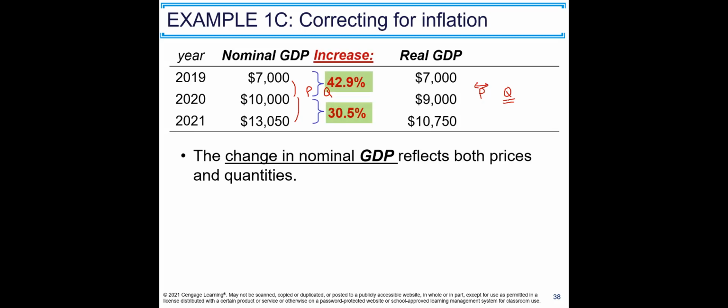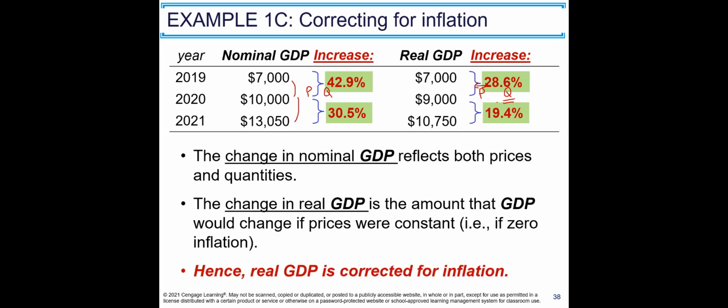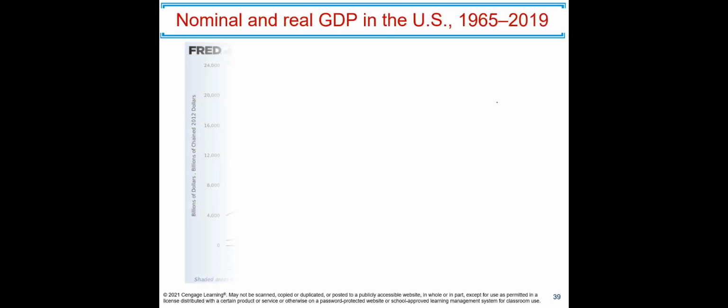So for that reason, the increase in nominal GDP is much higher than the increase in real GDP: 42.9% compared to 20-something in real GDP. The change in real GDP is the amount that GDP would change if prices were constant. That means there's no inflation. And here, the increase in real GDP from 19 to 20 is 28.6%. Hence, real GDP is corrected for inflation.